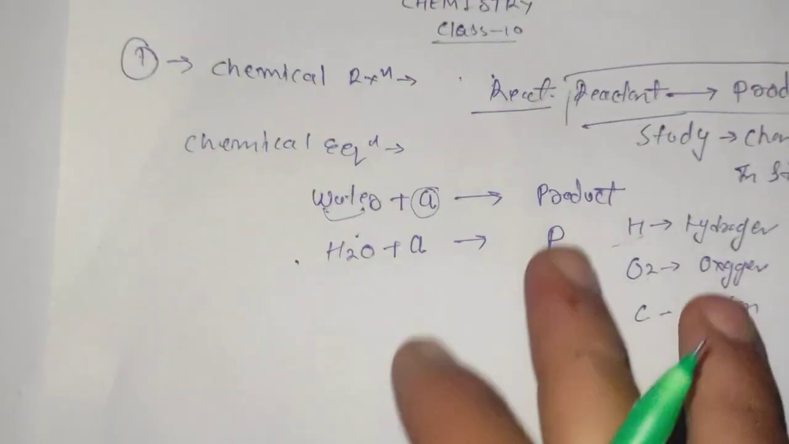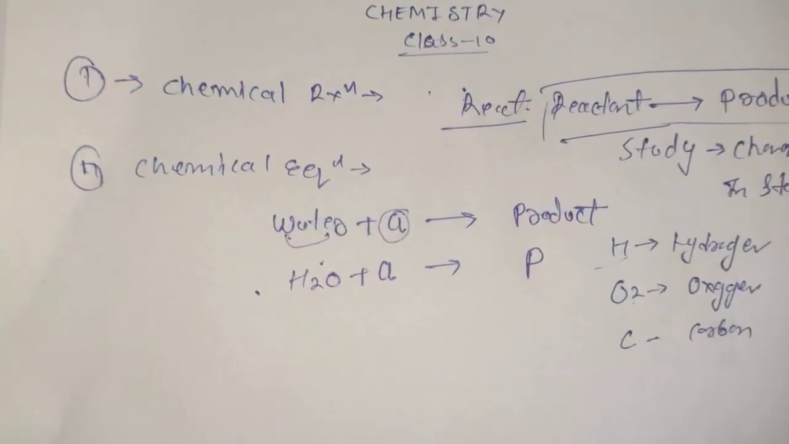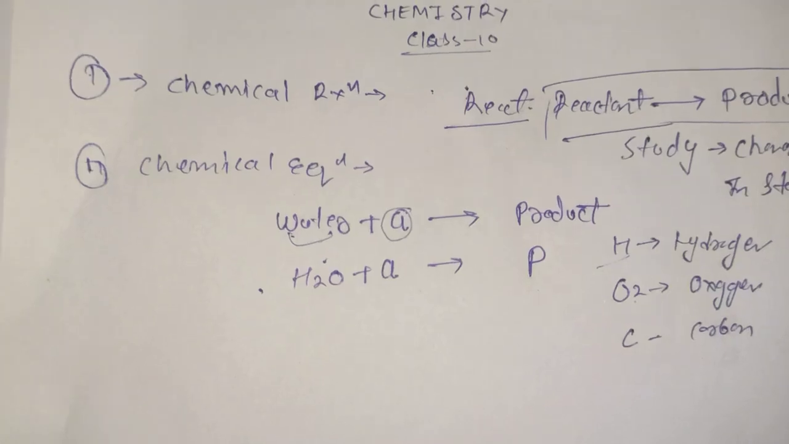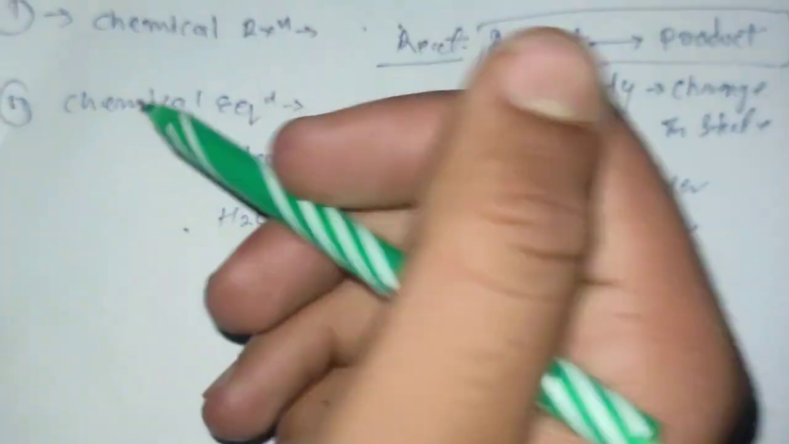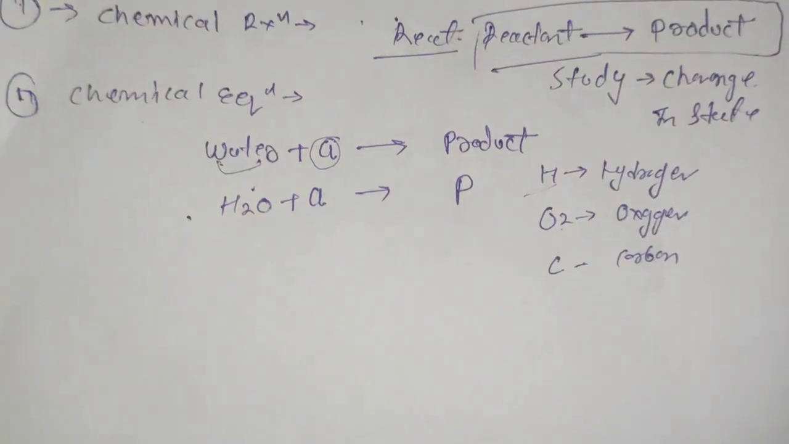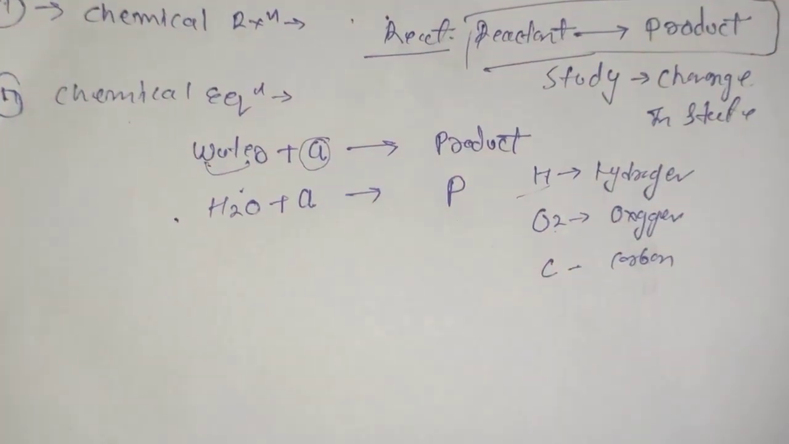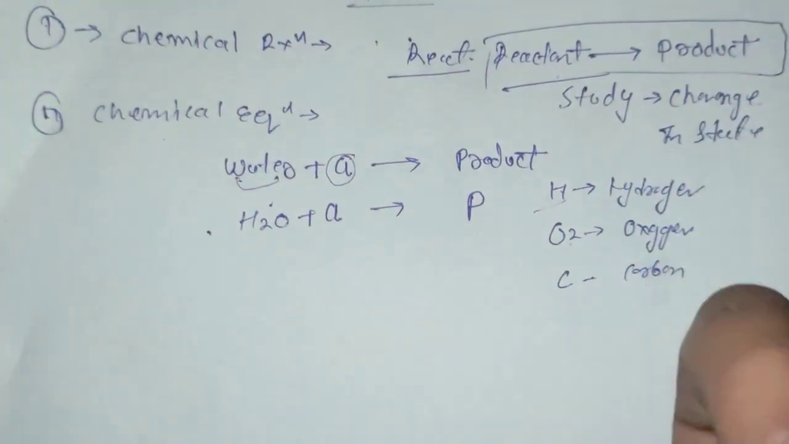These are the simple ideas of what a chemical reaction and a chemical equation are. In the next class we talk about their properties in detail, then different types of chemical equations. Then we move to the important part, the types of reactions.